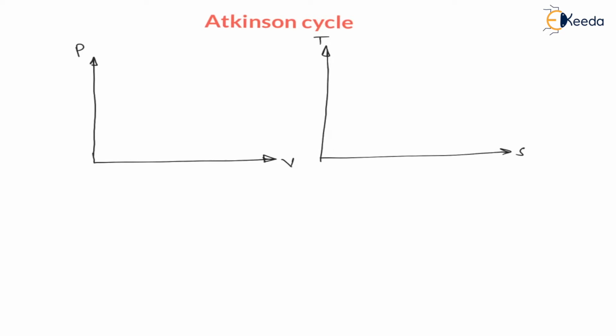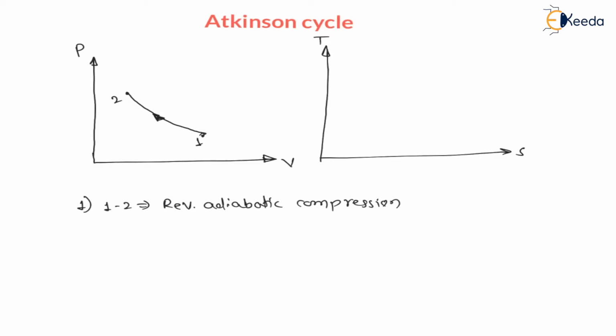Now here the various processes are, process number 1 is 1 to 2, that is reversible adiabatic compression. Reversible adiabatic compression means isentropic compression, entropy remains constant and heat transfer is zero. So let us draw this process. Let us say this is 2 and this is 1. 1 to 2 reversible adiabatic compression, that equation is PV raised to gamma is equal to constant.